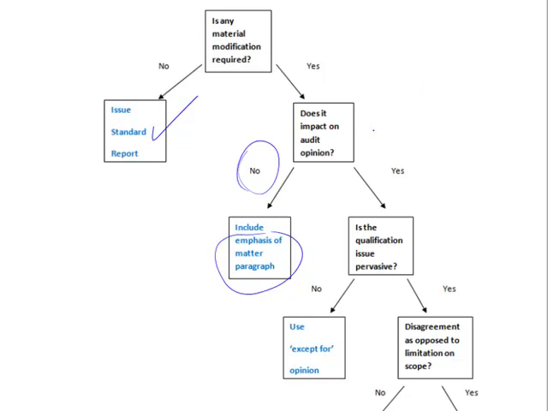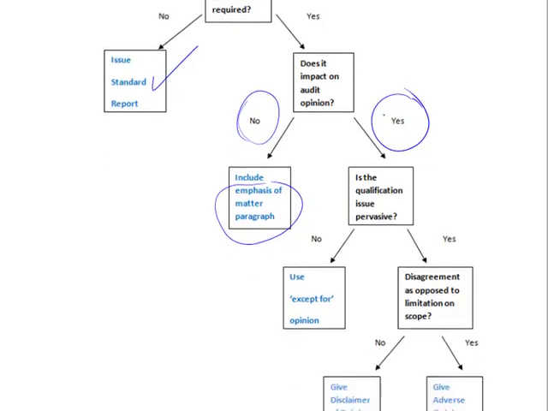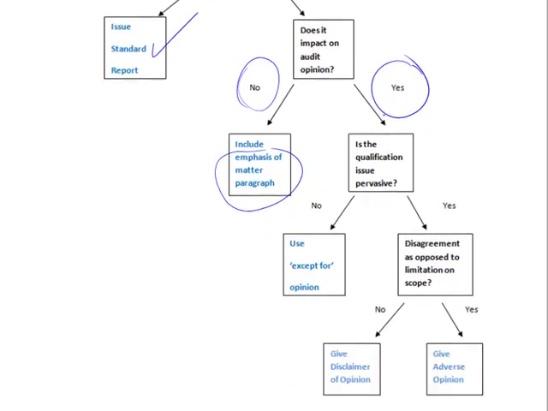If this particular issue found impacts on the audit opinion, then we have to question ourselves, is that issue pervasive? Does it affect more elements of financial statements, or is it isolated, just related to that particular scenario? So if the case is it's isolated, it's not pervasive, it does not expand to other matters, elements of the financial statements, you will have an except for opinion. So in other words, everything is okay, unqualified, except for, and it will be disclosed that particular item.